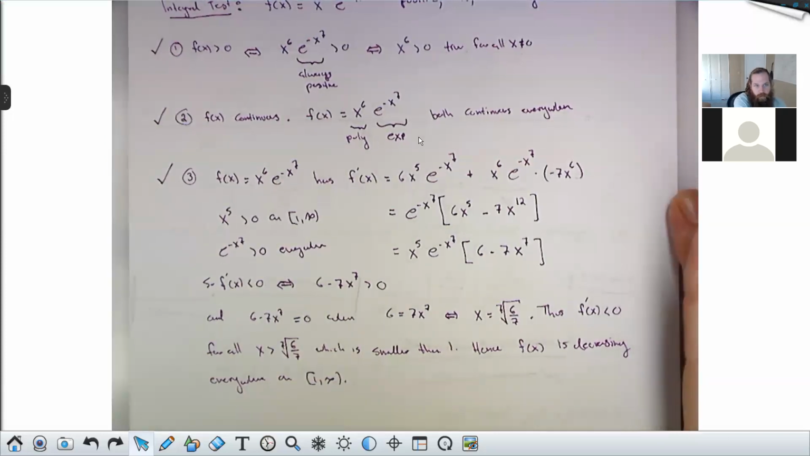So now that we've proven these three things, we know that the integral test applies. And that means the integral will converge if and only if the series converges. So we compute the integral.